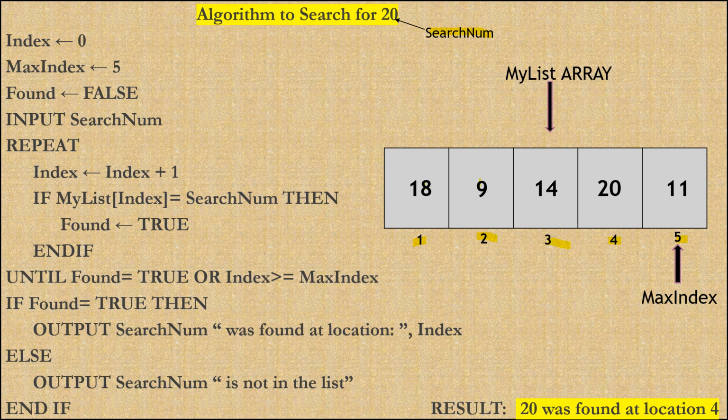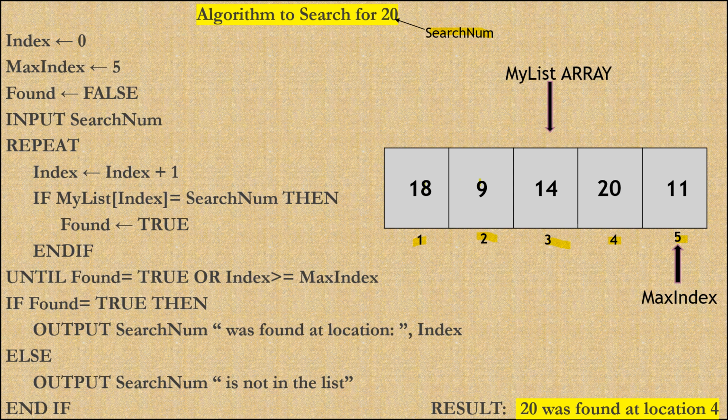So index is now index plus 1, so our index is now 3, and location number 3, we have 14 there. So it says if myList index, that means if 14 is equal to 20, we know 14 is not equal to 20, so we are going to exit. We're not going to do that statement there. So we're going back in the repeat loop. Index is now index plus 1. Our index is now equal to 4.